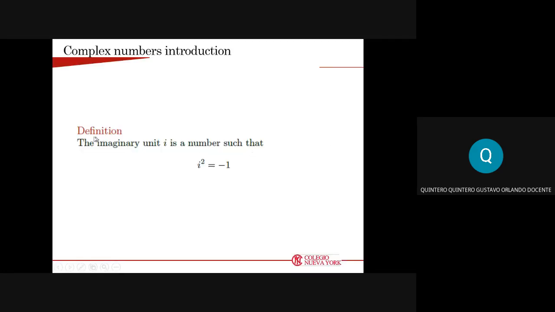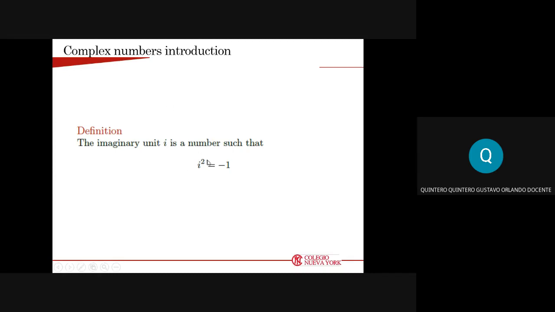The imaginary unit i is a number such that i squared equals -1. This is the definition, the stone on which we're going to build our mathematics of complex numbers. Whenever we find an i to the second power, that is going to be equal to -1. This is the idea of a complex number.